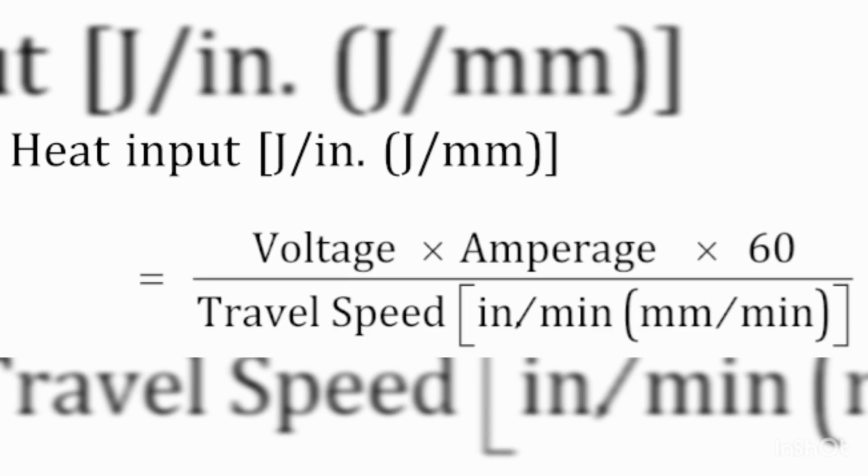Alright, your heat input's an important one. Here's the formula for it. So it's your voltage multiplied by your amperage times 60, all divided by your travel speed. This will give you your heat input in either joules per inch or joules per millimeter, depending on which system you're working with. This is important.